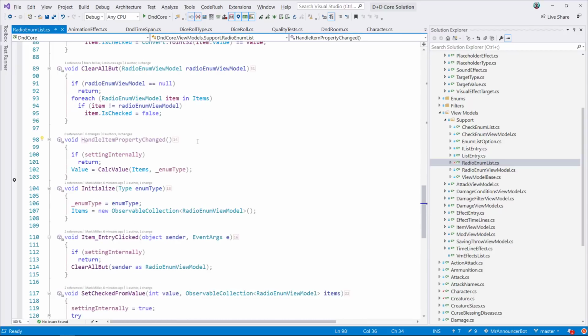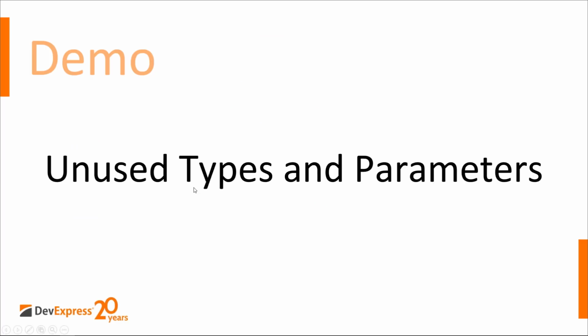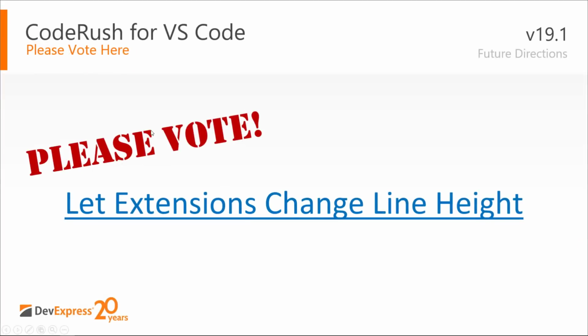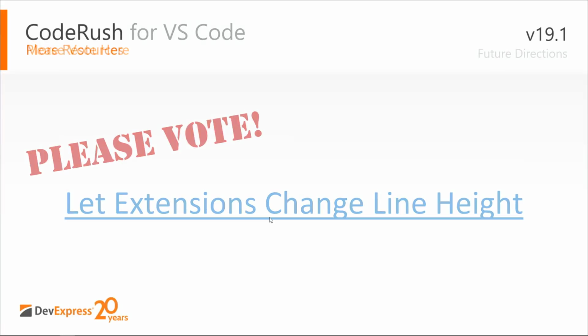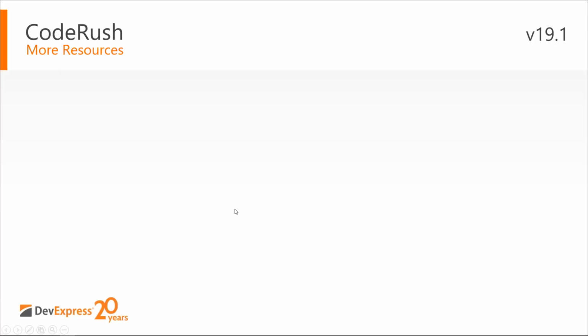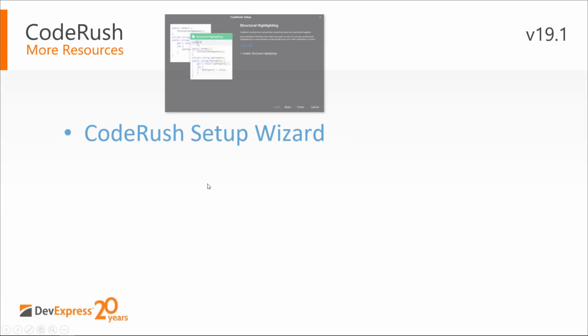Because there were no references, the parameters weren't used, so we just took them out like that. And so that is that feature if you choose to enable it. All right, unused types and parameters. A reminder again to please vote out there for the extension height change piece.